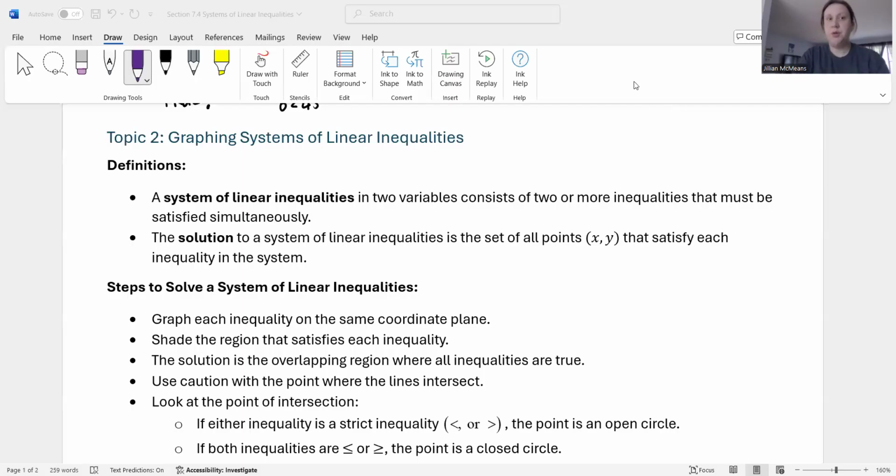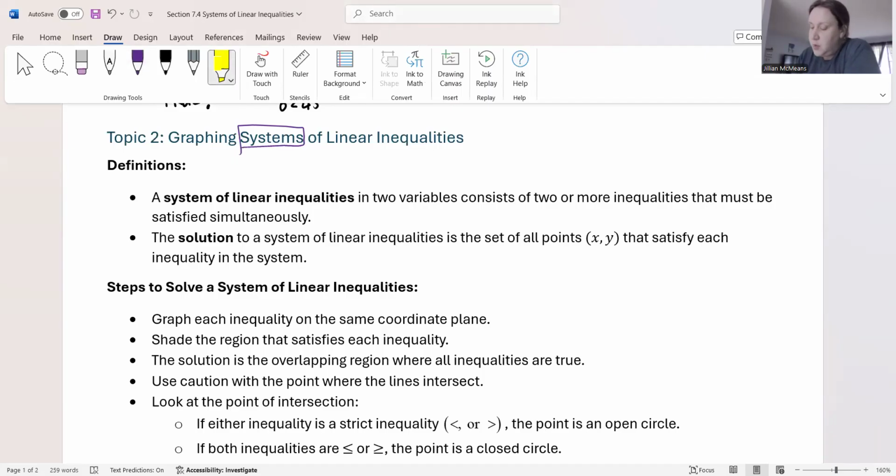For topic two, we're going to look at graphing systems of linear inequalities. So systems, okay. We've already dealt with just solving systems of equations in two variables. Now we're going to look at solving systems of inequalities, okay. So we have a few definitions that we need to remind ourselves of.